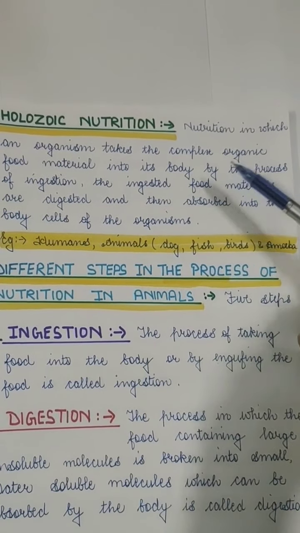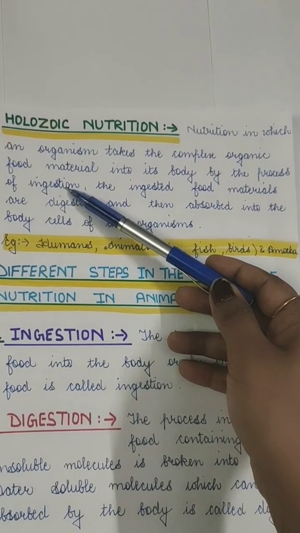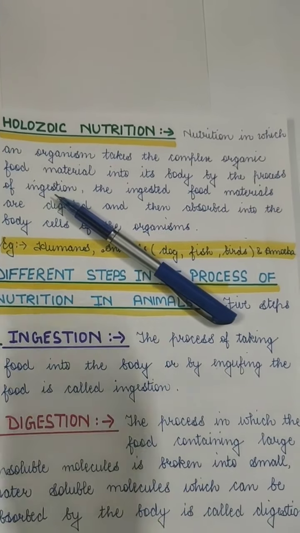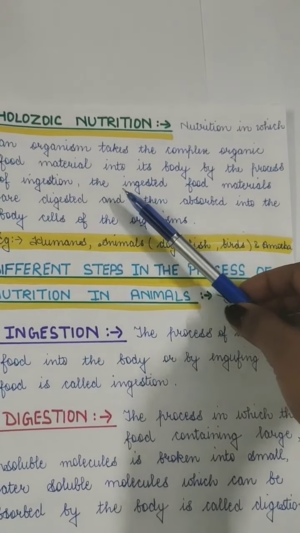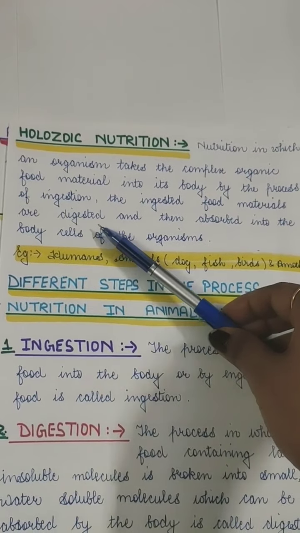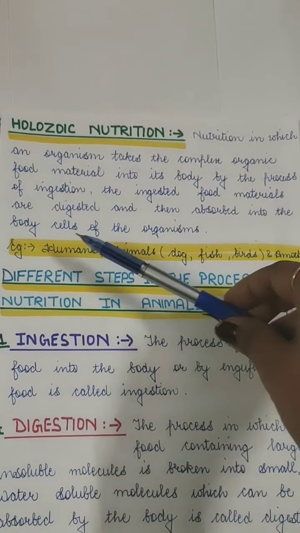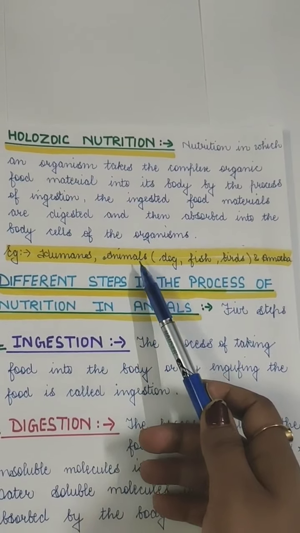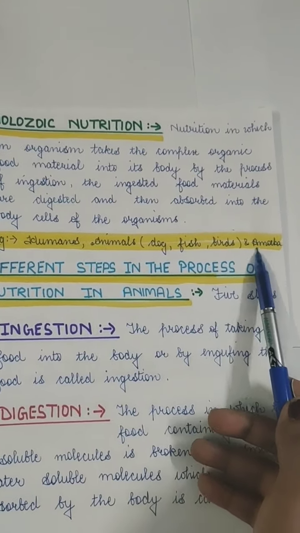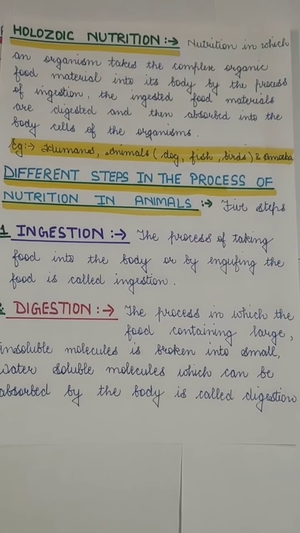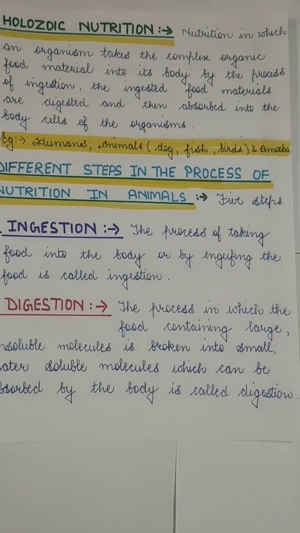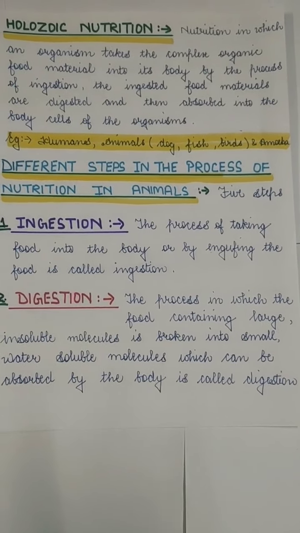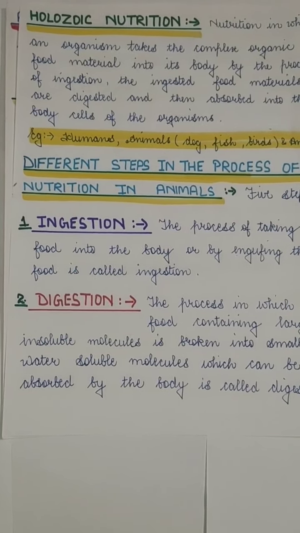But in this, the organism takes the complex organic food or the solid or raw food material into its body by the process of ingestion. So it is the engulfing of food, putting the food in their body. It's called ingestion. And the ingested food material is digested and then absorbed into the body cells of the organism. Examples: human beings, animals such as dog, fishes, birds, and all the animals which have a mouth or a multicellular body undergo this holozoic nutrition. But amoeba, being a single-celled organism, still shows holozoic nutrition.